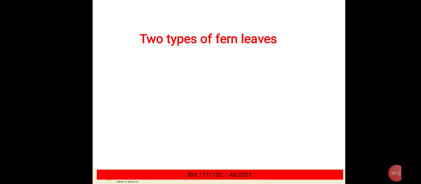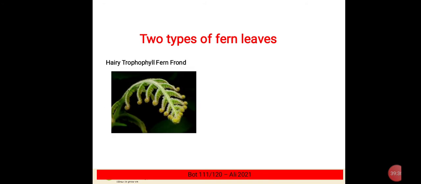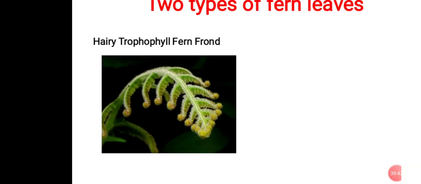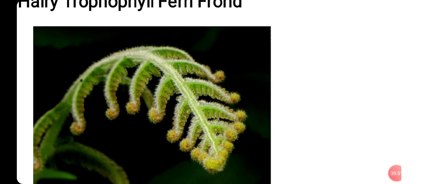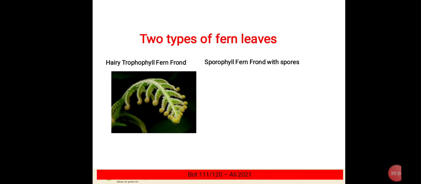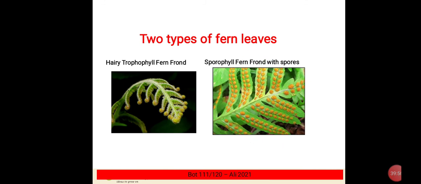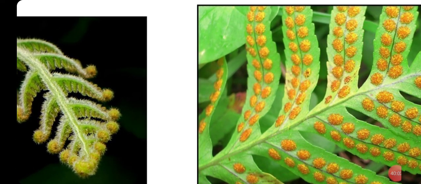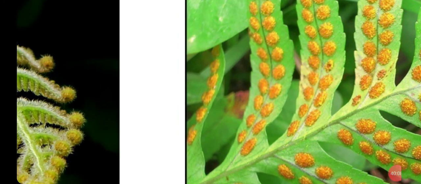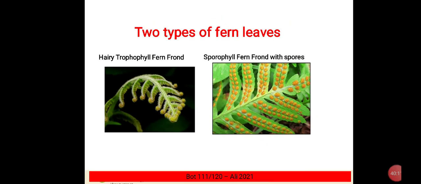Now, we say there are two types of fern leaves, trophophyll and sporophyll. Trophophyll carry out photosynthesis. This is an example of trophophyll. You can see it has green coloring matter, and that's chlorophyll. Therefore, it carries out photosynthesis. Now, sporophyll is here. Though it is green in color, you can see on top of the leaf we have the sori. Sori is plural, sorus singular. These sori are spore-bearing structures. After they ripen, they burst open to release the spores.